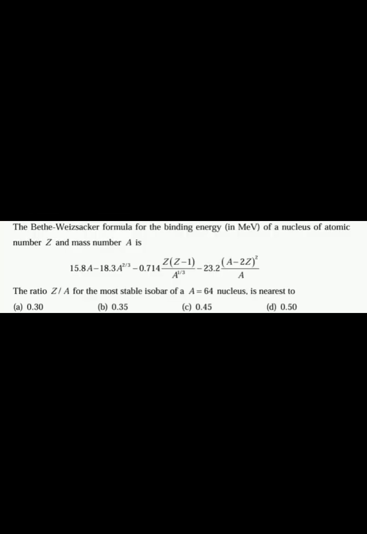Next question is, the physical formula for the binding energy of a nucleus of atomic number Z and mass number A is 15.8A minus 18.3A raised to 2 by 3 minus 0.714 Z into Z minus 1 divided by A raised to 1 by 3 minus 23.2 into A minus 2Z the whole square by A. The ratio of Z by A for the most stable isobar of A equal to 64 nucleus is nearest to dash.